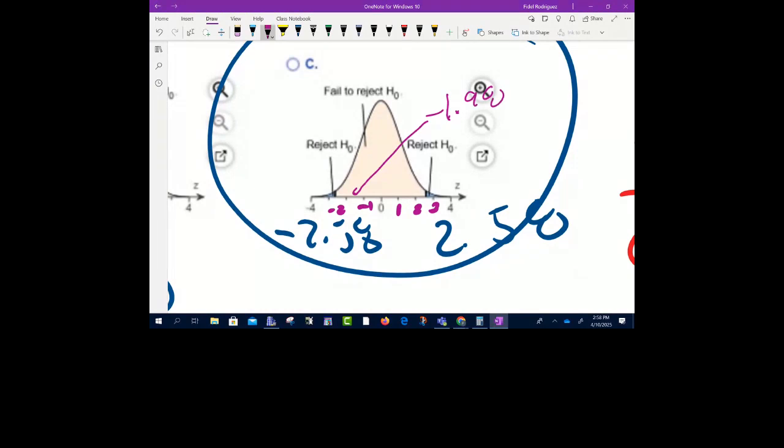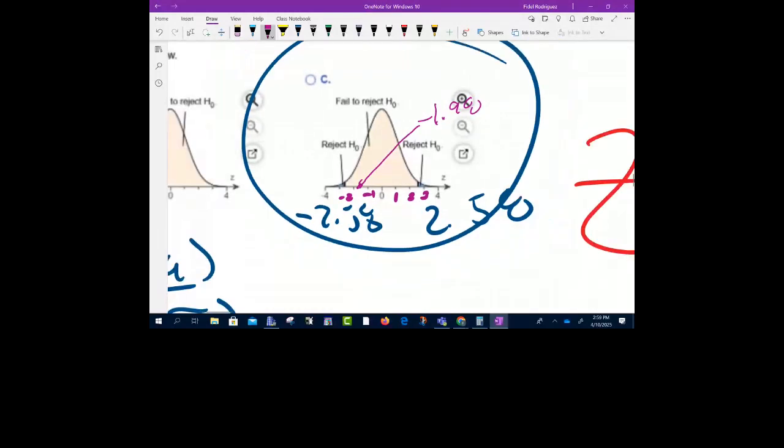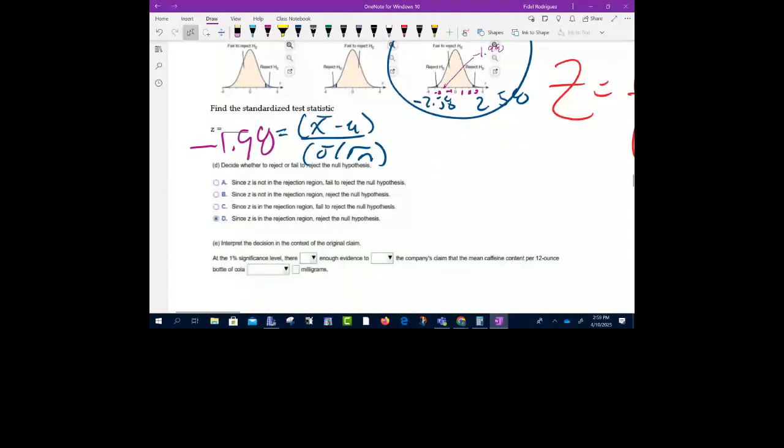What area did we fall in? Look at the picture up here, y'all, just so you can see what I'm looking at. Did we fall in right here? Did we fall in the reject, or did we fall in the fail to reject? Fail to reject. Okay. So we are going to fail to reject.